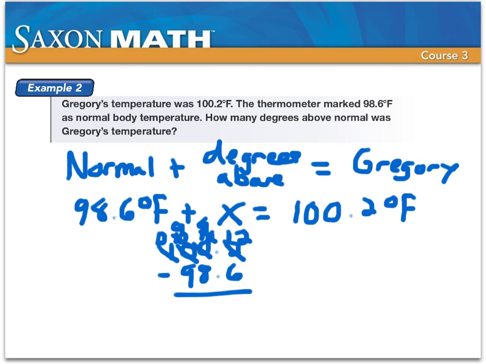Well, 12 minus 6 is 6. 9 minus 8 is 1. And I've got 9 minus 9 is 0 and a 0 over there. So it's 1.6 degrees Fahrenheit. That's how much his temperature is above normal.